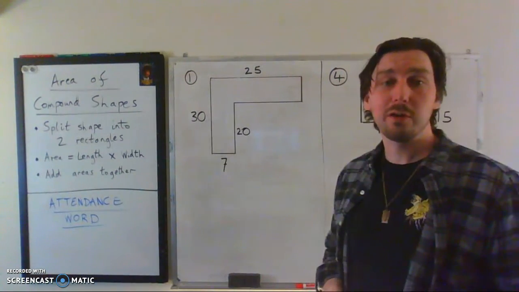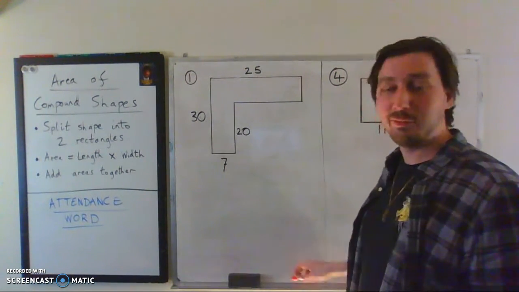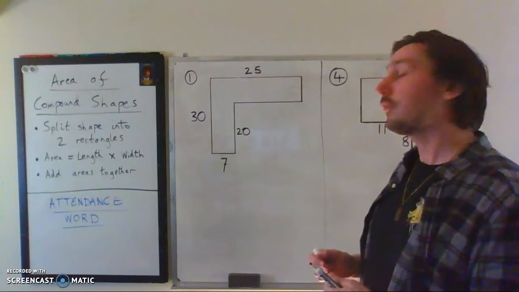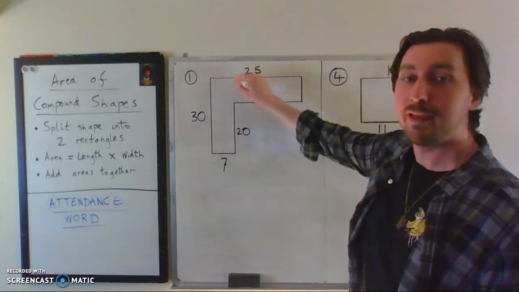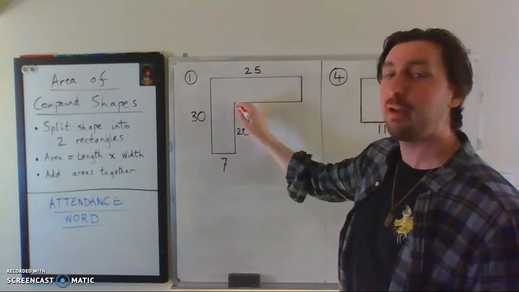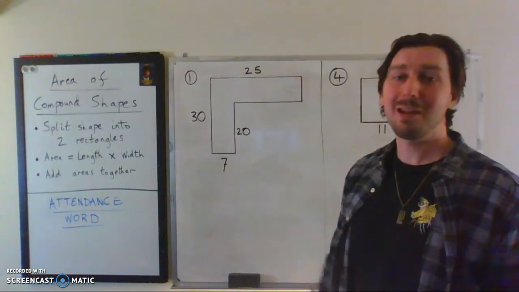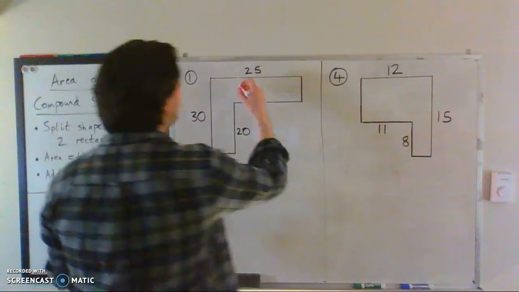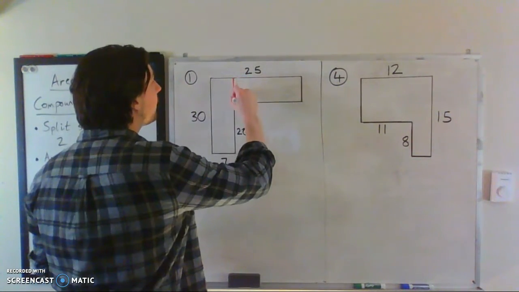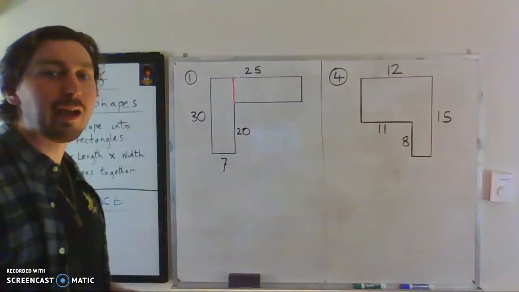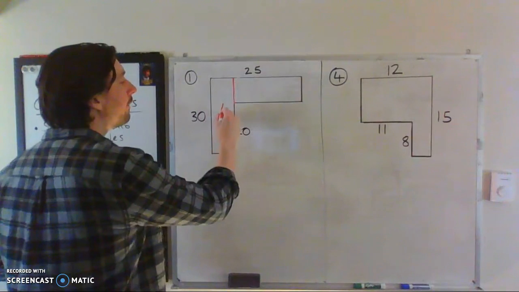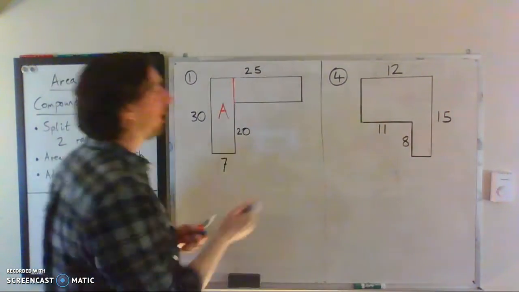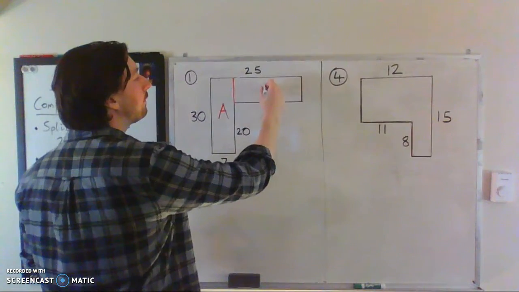Let me just start with question 1, jump right into it. We're going to split this into two rectangles. There's two ways you could split this. You could split it down here, or you could split it across here. It doesn't matter which one you do. I'm going to split mine like this, so that I've now got this part, and then I've got this part.